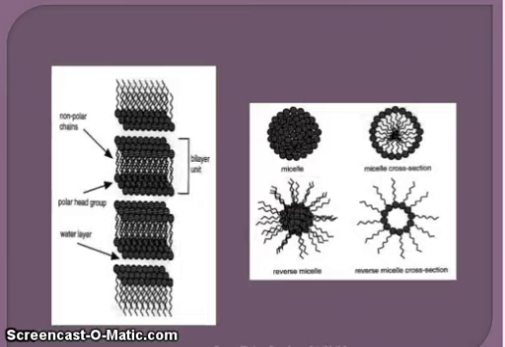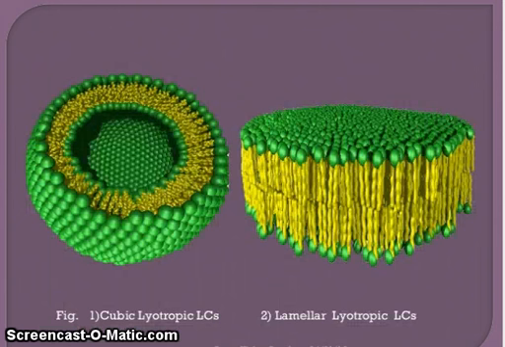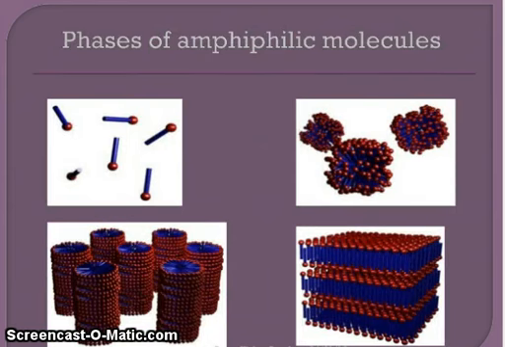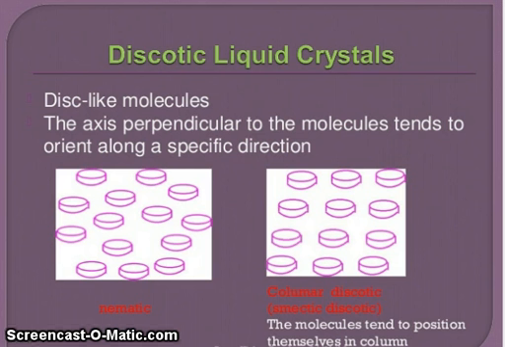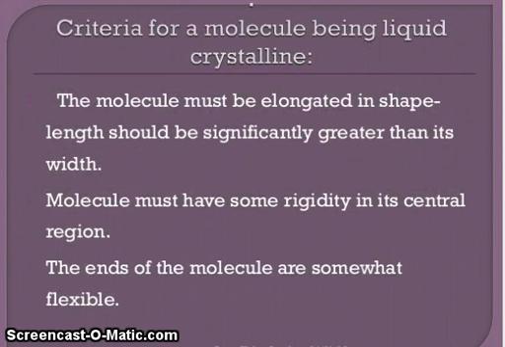You can see here the lamellar lyotropic and cubic lyotropic phases of amphiphilic molecules. Now discotic liquid crystals, made of disc-like molecules. The axis perpendicular to the molecules tends to orient along specific directions.